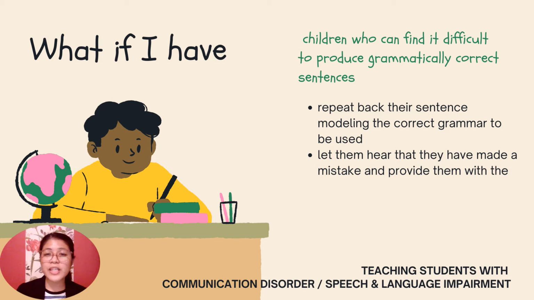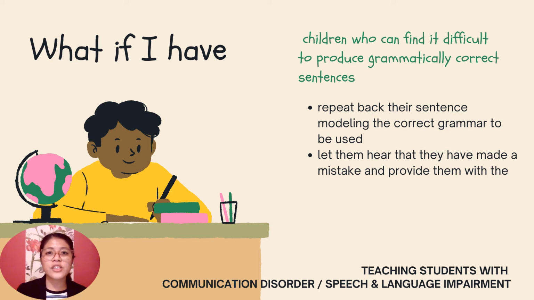Teachers can repeat back their sentence, modeling the correct grammar to be used. For example, if the child said, quote unquote, "the boy eated his lunch," the teacher can then respond to the child, "That's right, the boy ate his lunch." This will make them feel not embarrassed and under pressure. So this means that it lessens the tension that they feel in learning.